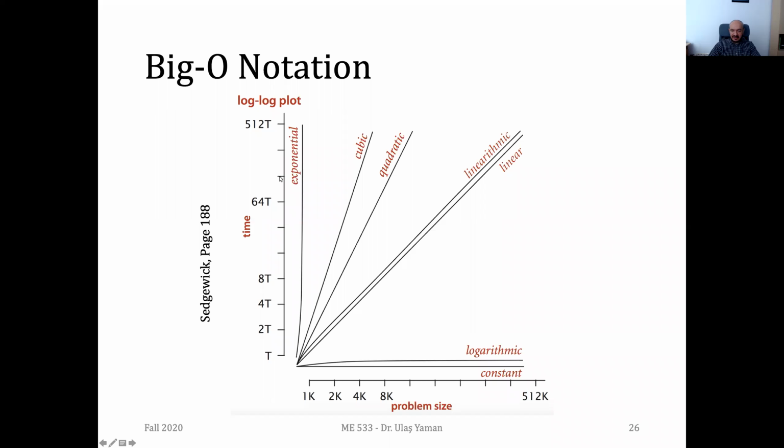So this is actually summarizing the time complexities of algorithms. It's better you always use algorithms in this range on the left-hand side, not the ones in this upper range. Any questions?